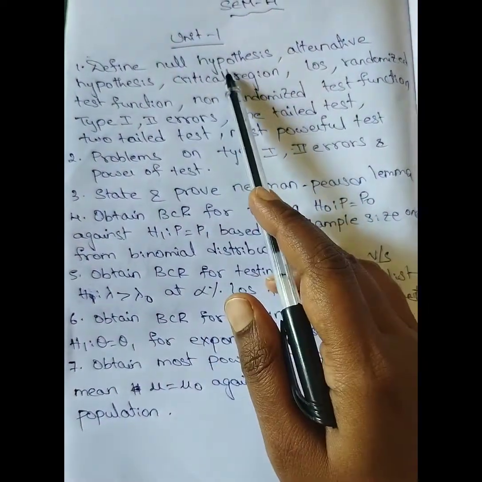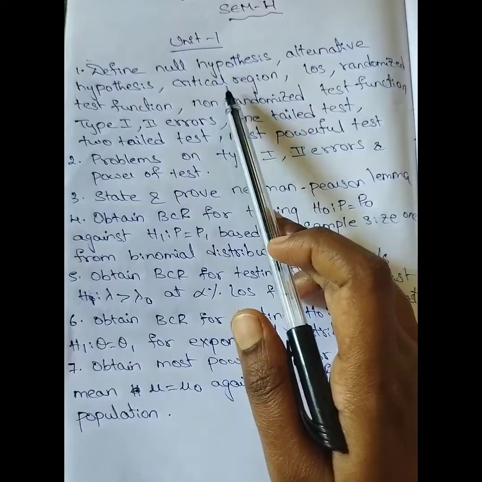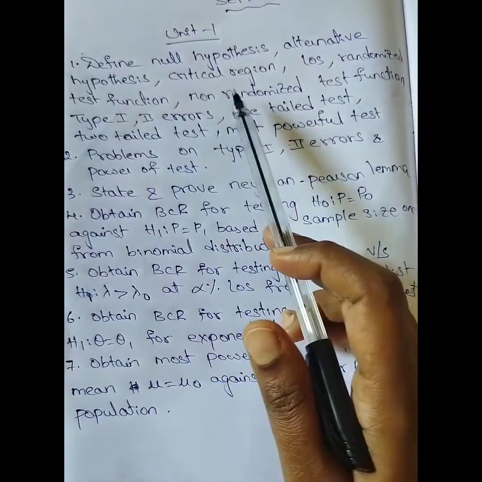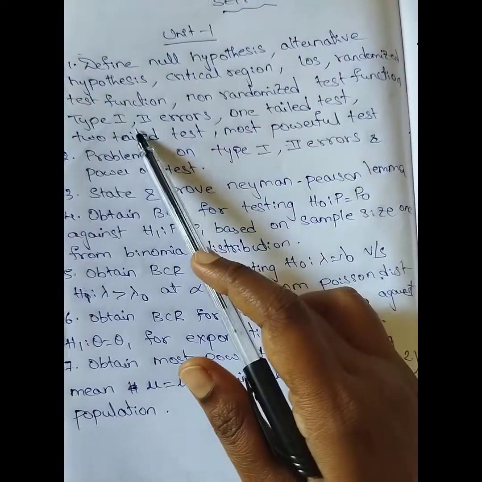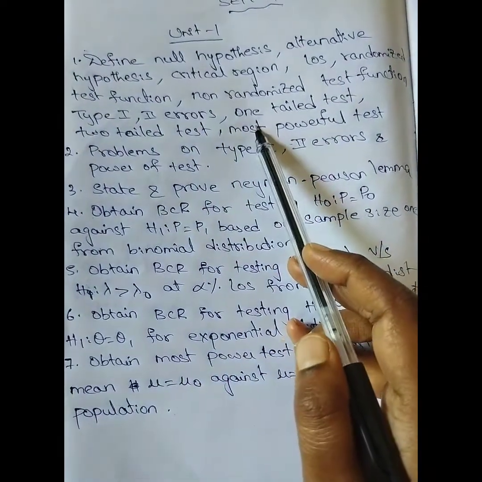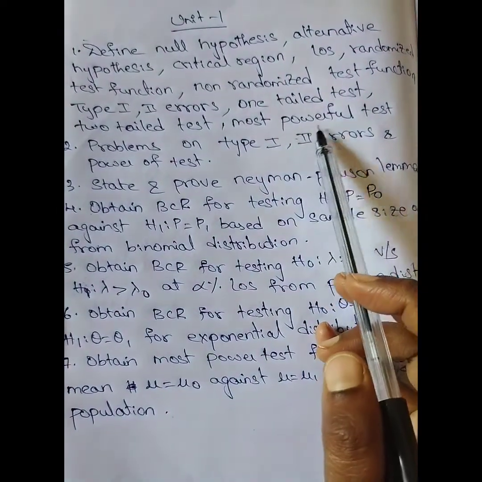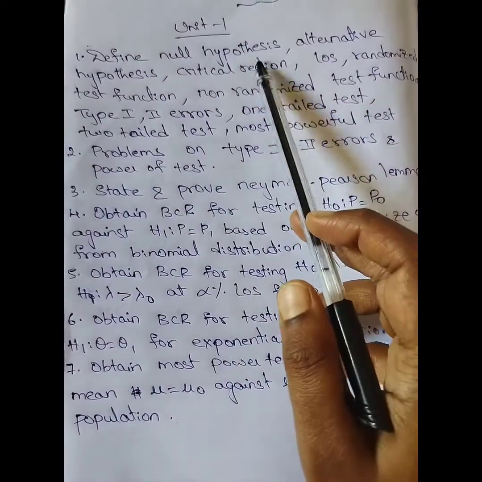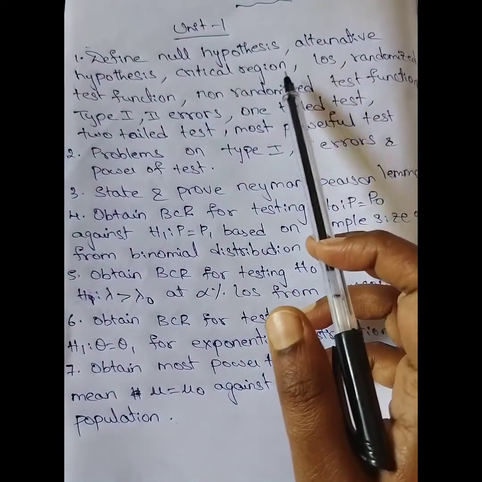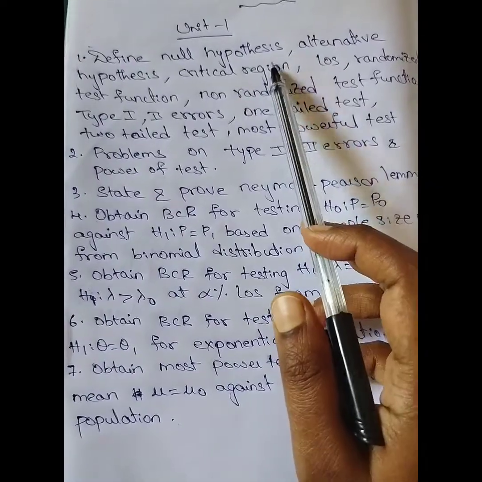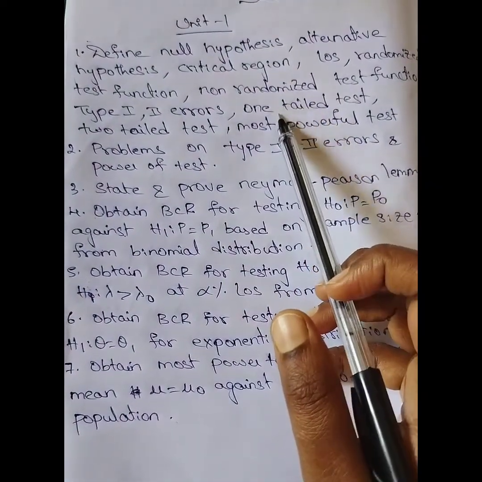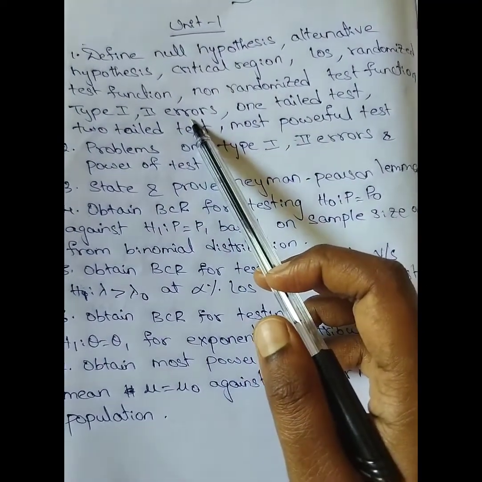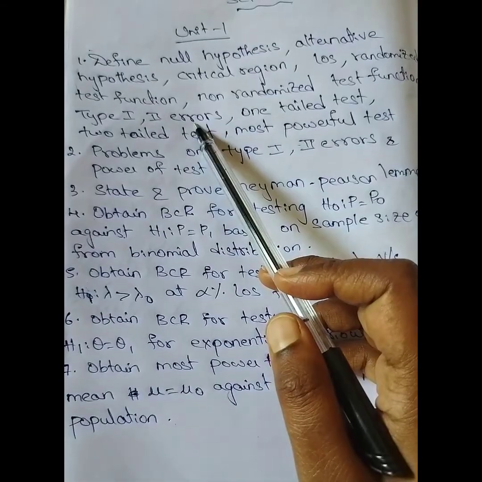First one, define null hypothesis, alternative hypothesis, critical region, level of significance, randomized test, non-randomized test, type 1 error, type 2 error, one tail test, two tail test, most powerful test. So this question you can expect for short answers. While writing any of the definition, you have to write an example for each definition so that you'll get full marks. And here type 1 and type 2 error, they may ask you like explain the types of errors.